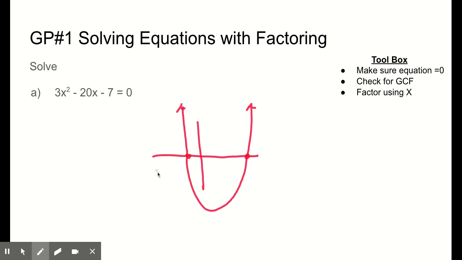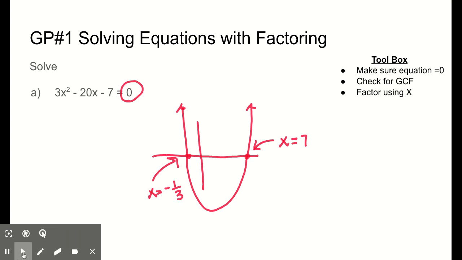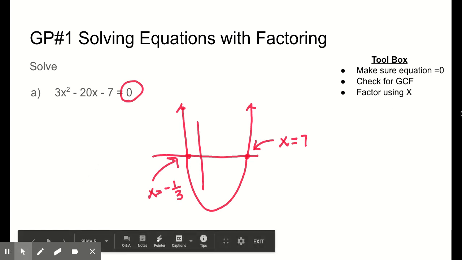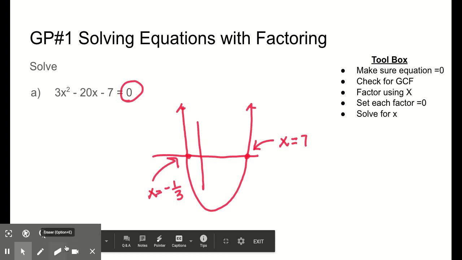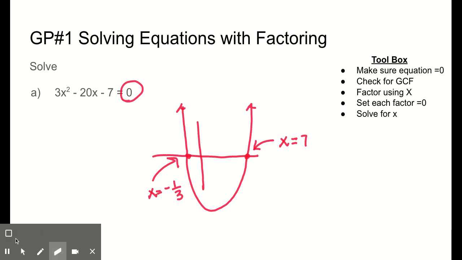This is just a sketch. This is definitely not to scale. This x-intercept is negative 1/3. This is where x equals negative 1/3. And this is where x equals 7 on the graph. And again, both of those are where y equals 0. So just to finish up our toolbox, we factored using the x. Once we have factored form, we have to set each factor equal to 0. And from there, we will solve for x. All right, so let's take a look at a couple more guided practice problems.